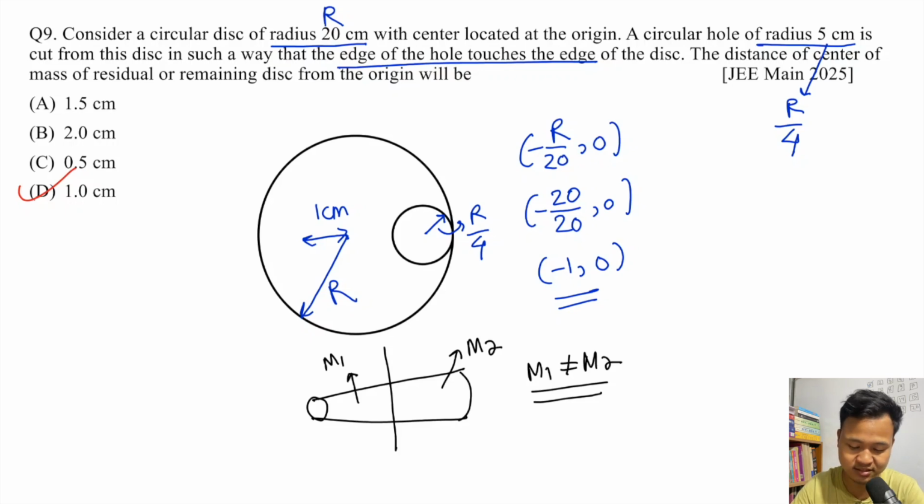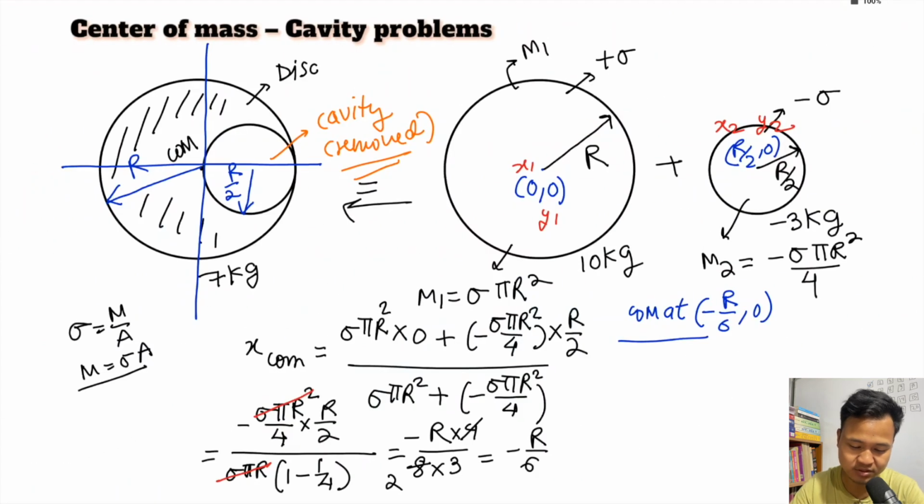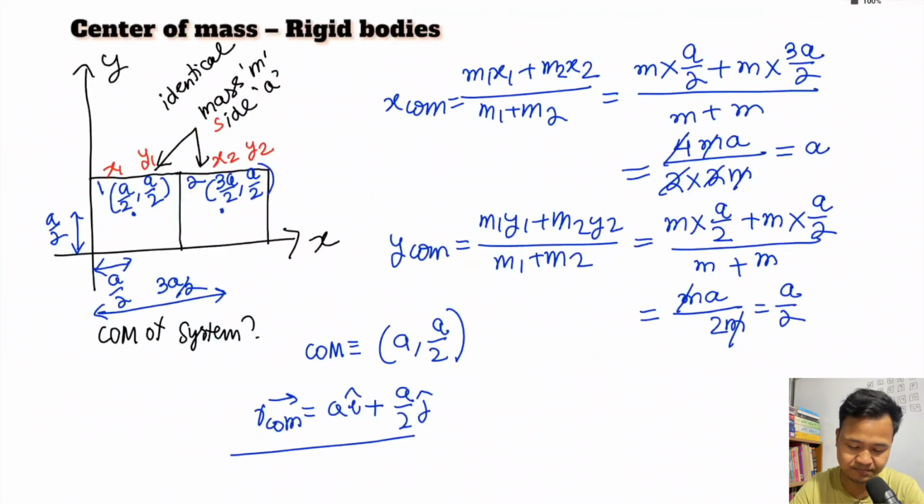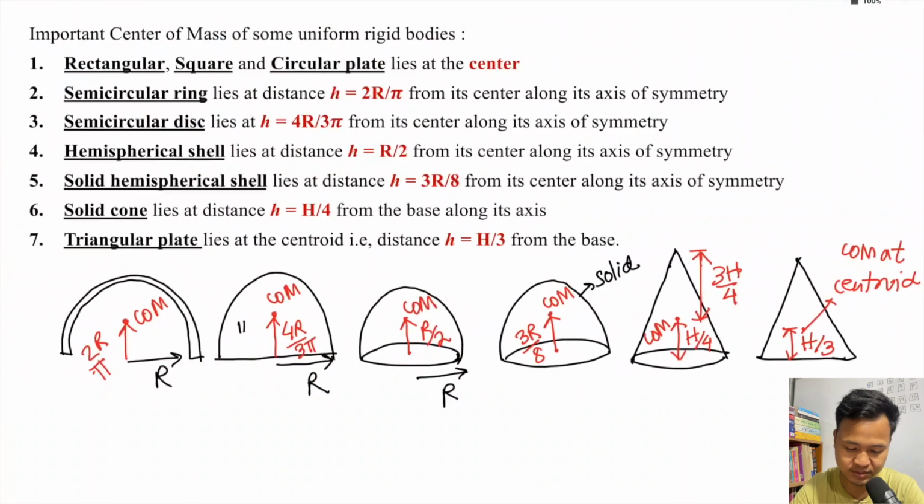Special class: center of mass part 3. Remember the concept of moment of inertia, positive mass, negative mass, and these things are rigid bodies, uniform rigid bodies. Remember these things. Okay, direct questions. I hope you understand.